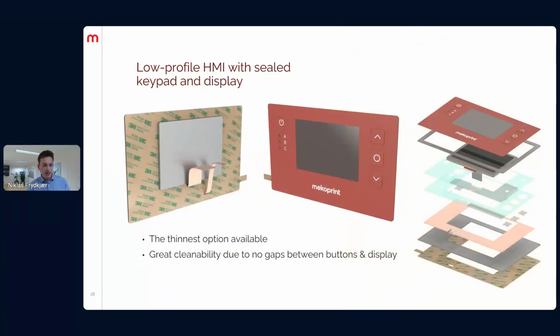So now let's have a look at the first example. This first example shows one of the thinnest HMI constructions. Here, the display is integrated behind a flat front layer together with the membrane keypad. This gives a very low profile design with no gaps between the buttons and the display area. That makes the front easy to clean and suitable for products where sealing, durability, and a slim construction are important.